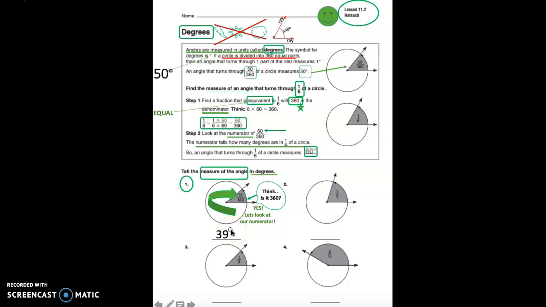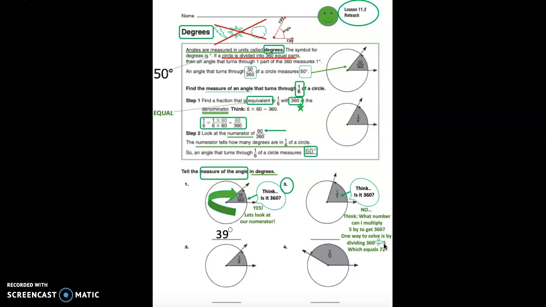Let's take a look at number 2. Let's follow the same steps. Think, is our denominator 360 degrees? No. So I need to think, what number can I multiply 5 by to get 360? One way to solve this is by doing division. I can divide 360 divided by 5. Now I've done my work here on the side, and I know that 360 divided by 5 equals 72.